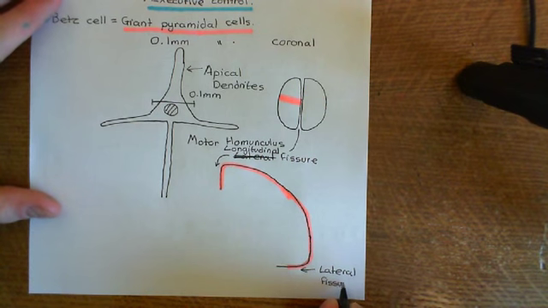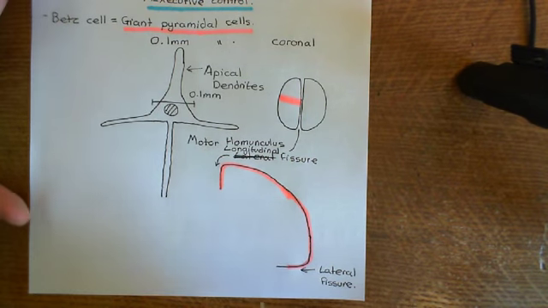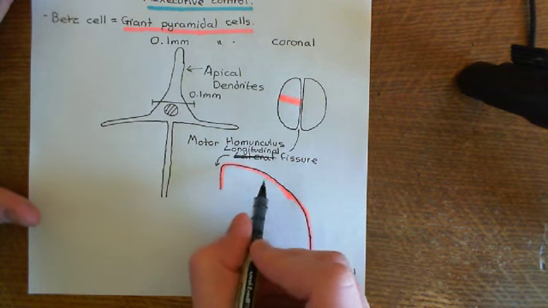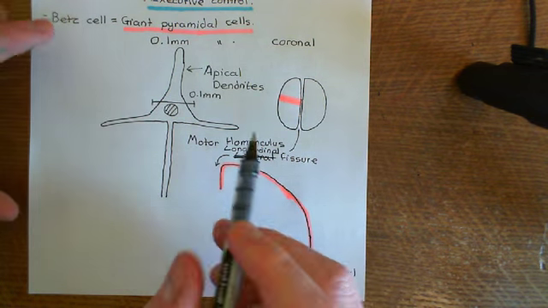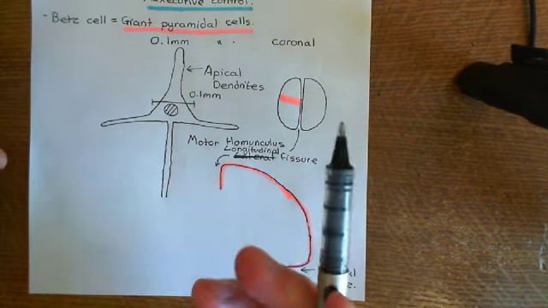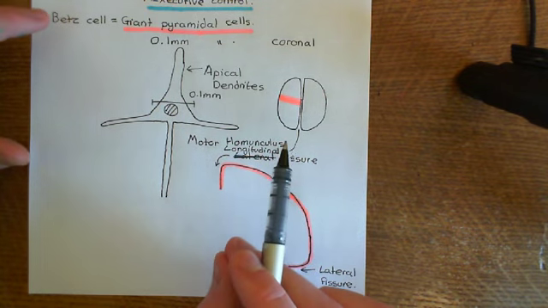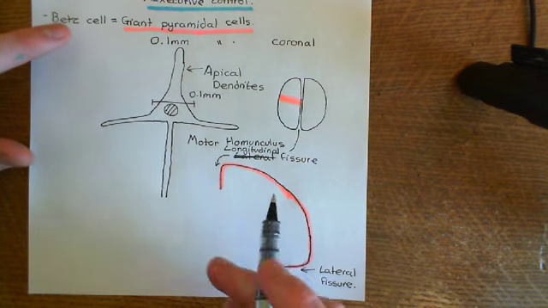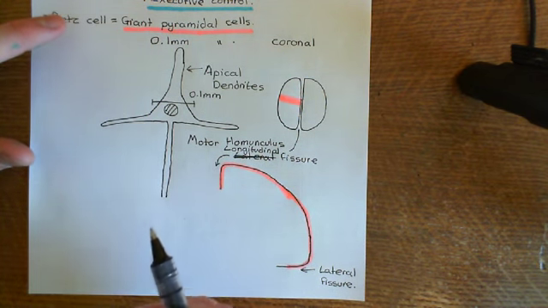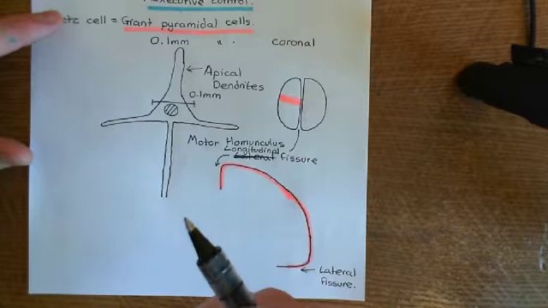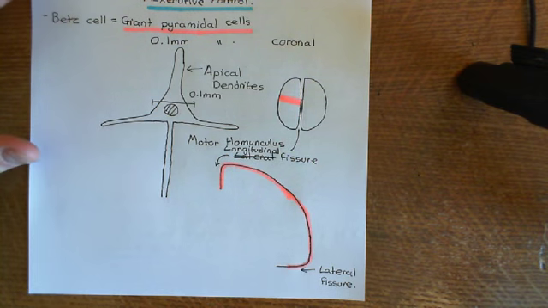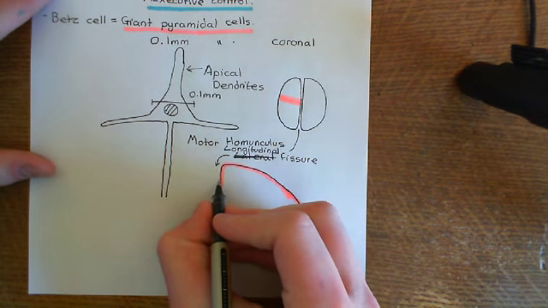Right, so I now want to explain the motor homunculus. The motor homunculus is the concept that different portions of the motor cortex have giant pyramidal cells or Betz cells that go down and innervate motor neurons, and different portions send their axons to motor neurons that supply muscles in different regions of the body. So let me explain this.